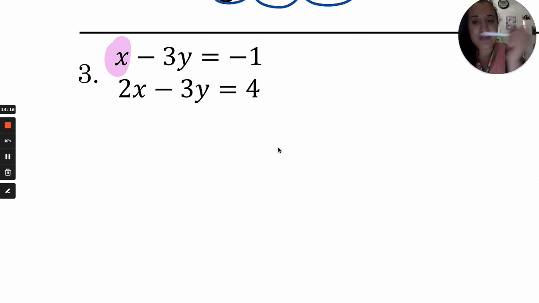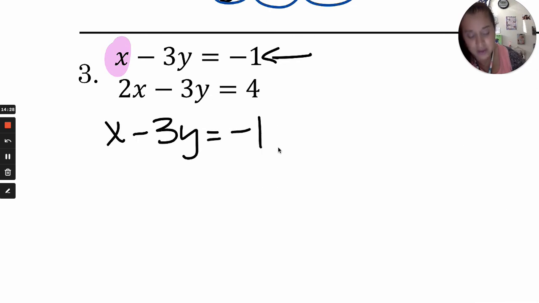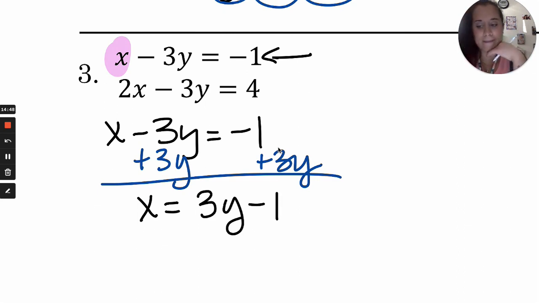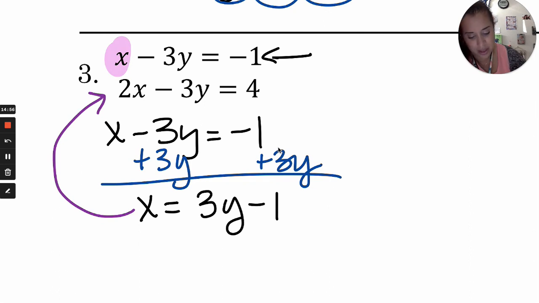So I'm going to solve this equation right here for x. Okay, so we have x minus 3y equals negative 1. So I want to get x by itself, right? That's all I want to do. So I'm going to go ahead and add 3y to both sides. So I get that x equals 3y minus 1. Okay, so now that we have it solved, I'm going to go ahead and plug it back in to this second equation here.